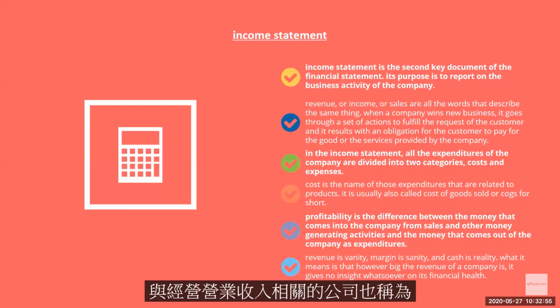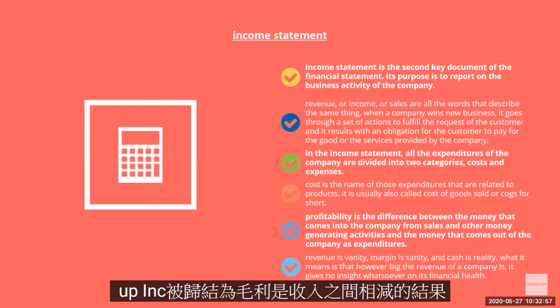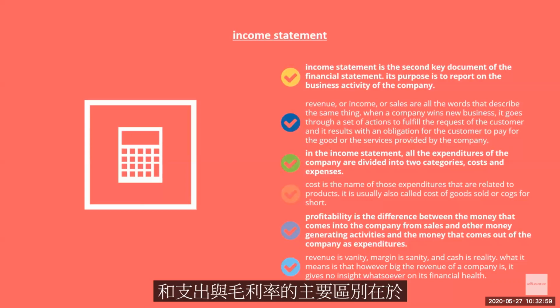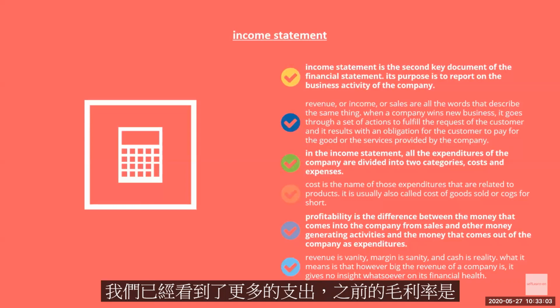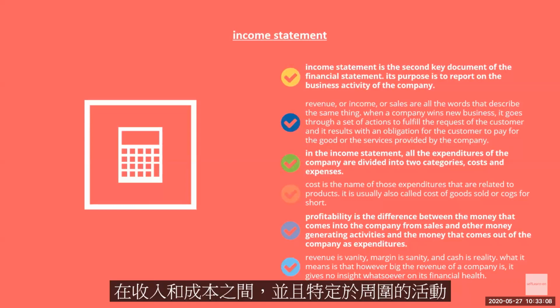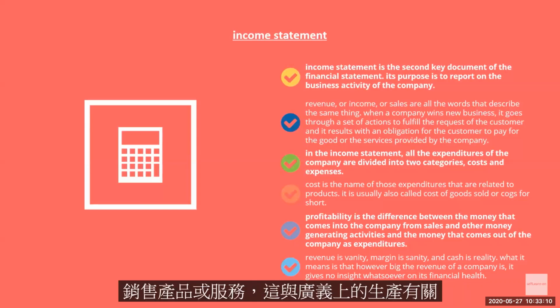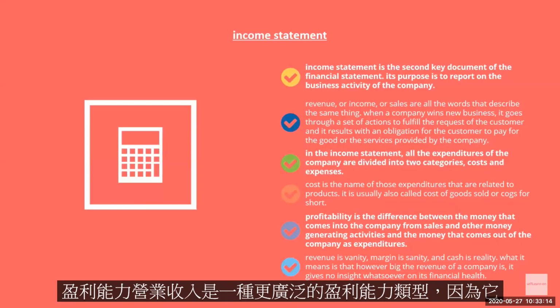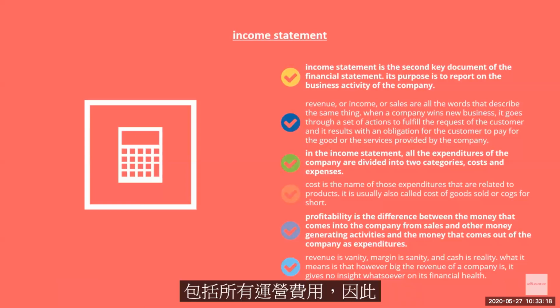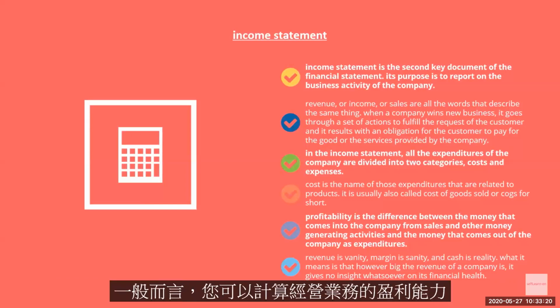Operating income, called as well OPINC, is, just as gross margin, the result of a subtraction between revenue and expenditures. The major difference with gross margin is that it includes more expenditures. As we have seen earlier, gross margin is the difference between revenue and costs and is specific to the activities around selling products or services. It is the production, in a wide sense, related profitability. Operating income is a wider type of profitability as it includes as well all the operating expenses. It is therefore the profitability of running the business in a general term.